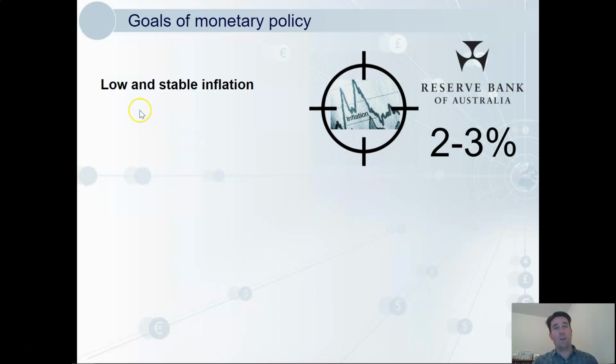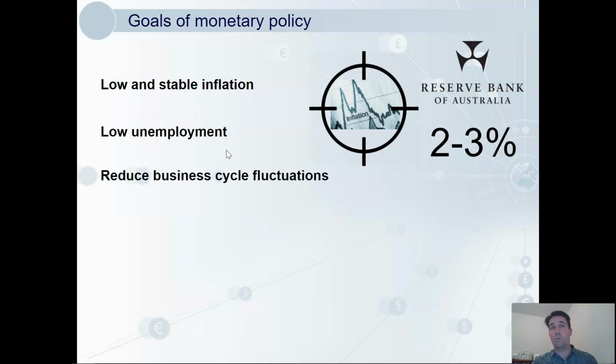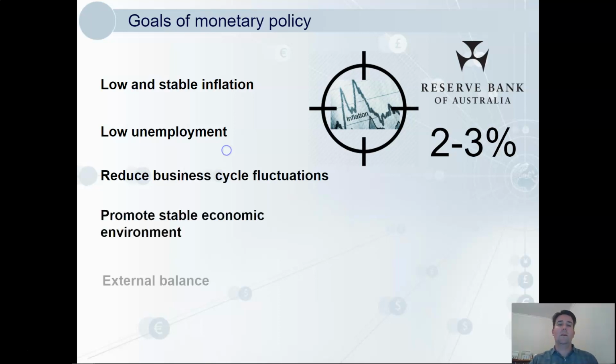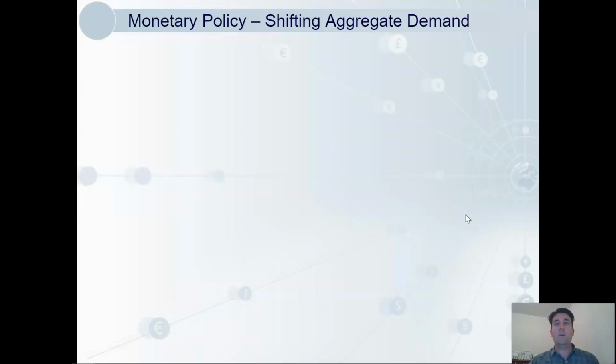While reaching that inflation goal, they also aim for low unemployment, reduced business cycle fluctuations, which by achieving will also lead to a stable economic environment. And external balance is an additional goal, but we'll come back to this much later in the course, ideally once we know what external balance means. Now, for how monetary policy works, remember from the definition that it shifts aggregate demand. Which component is it going to affect?